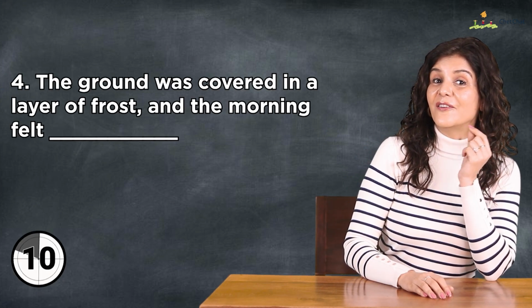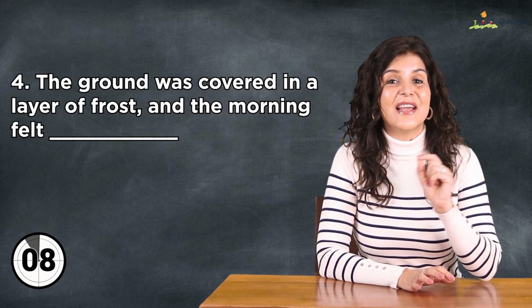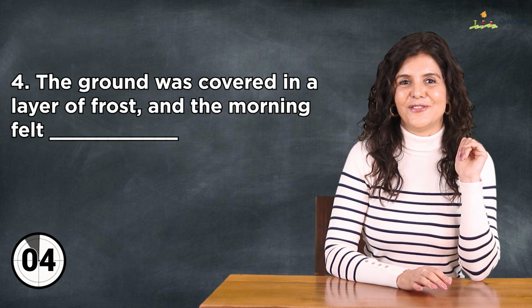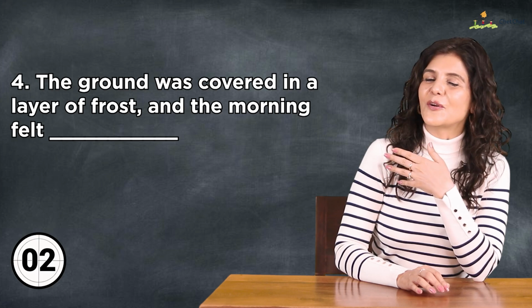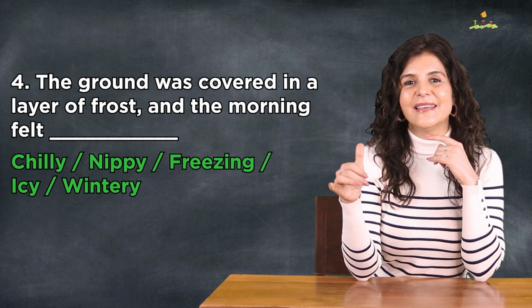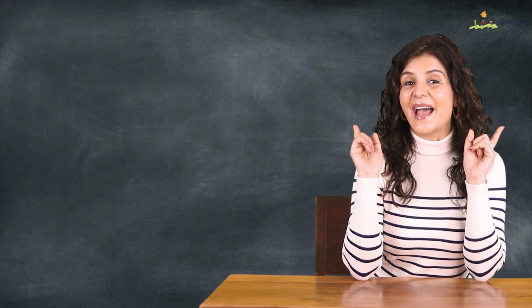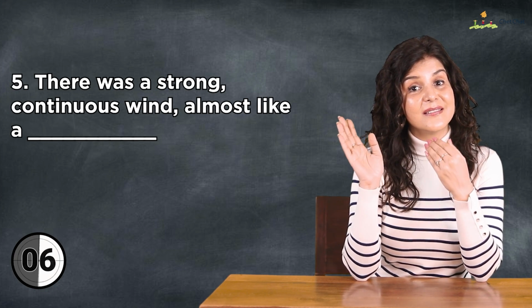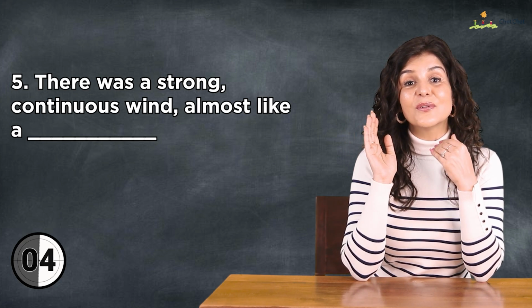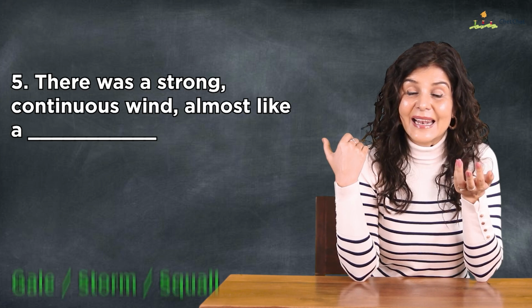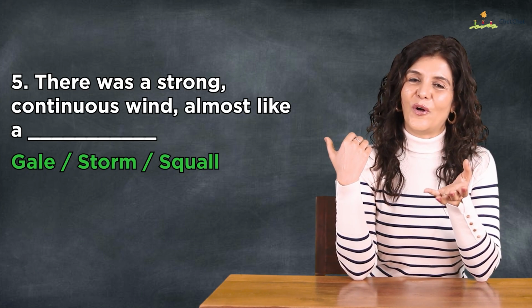Next one. The ground was covered in a layer of frost and the morning felt dash. We could pick from one of these: chilly, nippy, freezing, icy, wintry. And question number 5. There was a strong continuous wind, almost like a dash. You could say gale, storm, or squall.